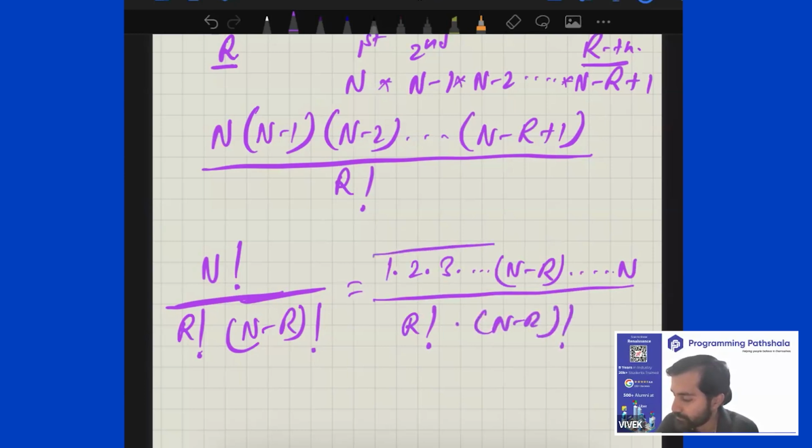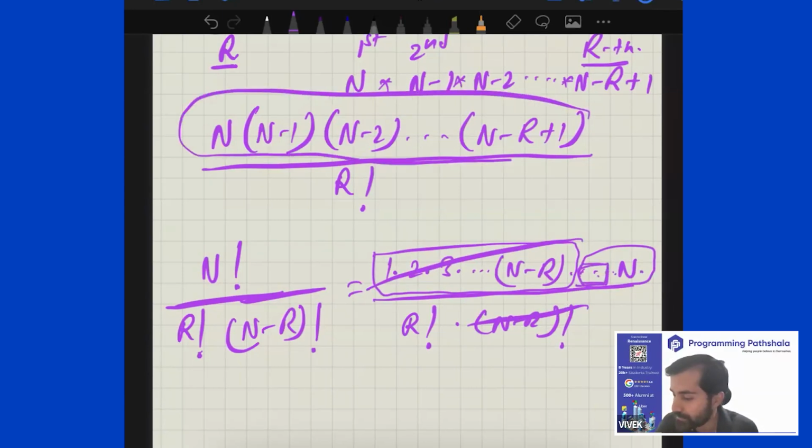What is this thing? Are you able to recognize it? It is nothing but n minus r factorial. So this and this will go away. Now whatever remains over here is just the product from n to n minus 1 to n minus 2 all the way till n minus r plus 1, and that is what is written over here.